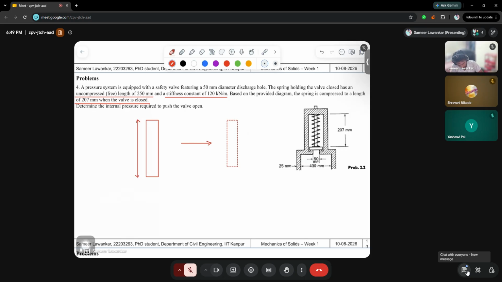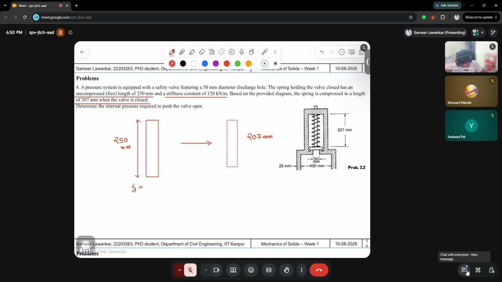Okay, so the question is simple. The free length was given to you as 250 mm for the spring, and it is being compressed to 207 mm. So what is the force being generated up here? The force generated here is due to the compression of the spring. The compression of the spring leads to exerting of the force outwards, and that exertion of the force outwards leads to the internal pressure.